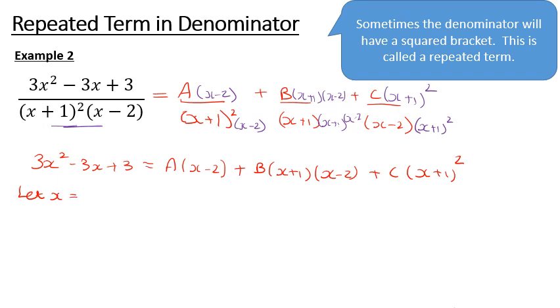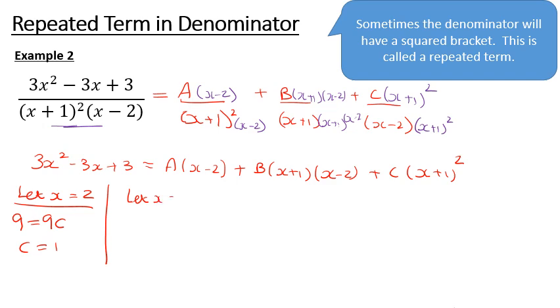Now I pick some numbers to substitute as x. I'm going to start with 2. So on the left hand side, 3 times 2 squared minus 3 times 2 plus 3, that gives 9. And on the right hand side, anywhere where we see the x minus 2 bracket, that will become 0. 2 minus 2 is 0. So the a and b parts will both disappear, and we can focus just on the c's. 2 plus 1 is 3. 3 squared is 9. We have 9 c's, so c is equal to 1.